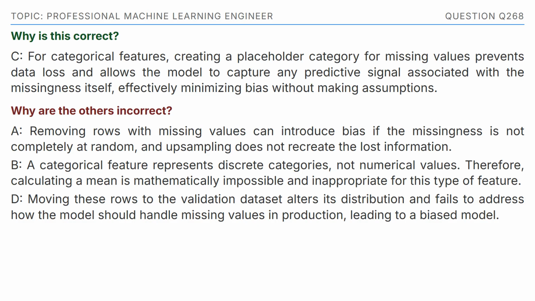Why are the others incorrect? A. Removing rows with missing values can introduce bias if the missingness is not completely at random, and upsampling does not recreate the lost information.